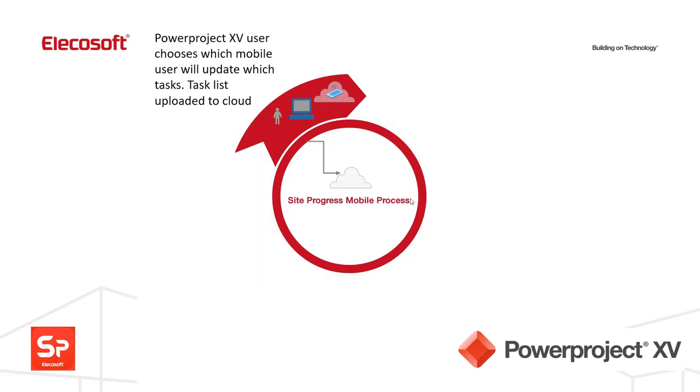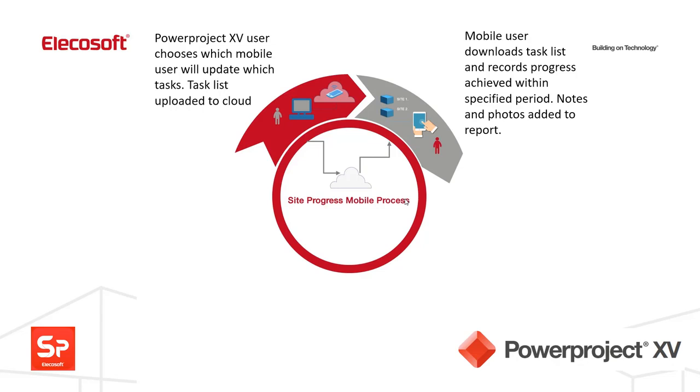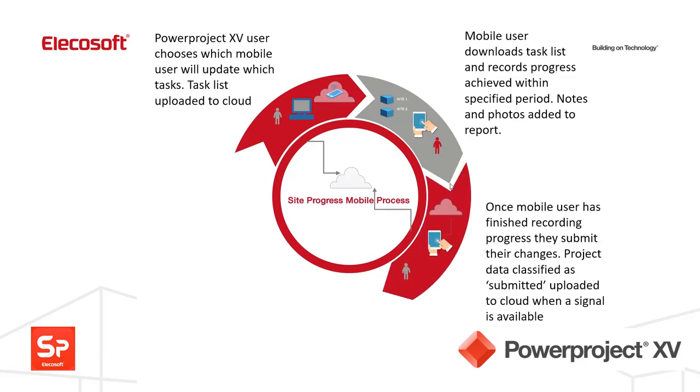So the first tutorial we looked at was in detail about the Powerproject user and how they configure the project, create users, assign them, and all of those aspects. This second tutorial is focused on the mobile user. So this is where you download information, all the things that you can do with it, and what all of those things mean. And then when you finish doing that, you can upload it to the cloud. So that is this second tutorial on the use of Site Progress Mobile for Powerproject 15.